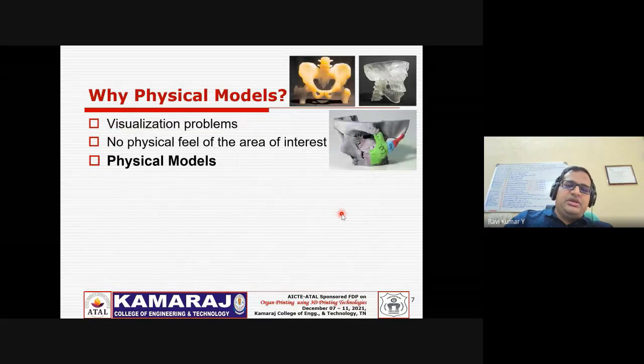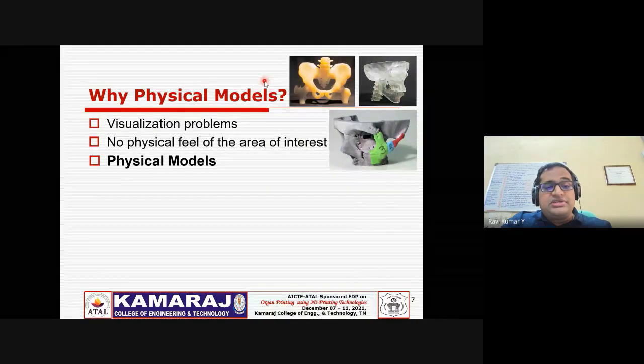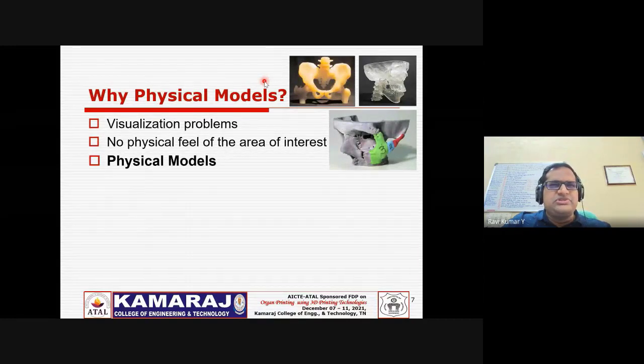Then you may wonder why you need to have a physical model, though you have a virtual model which has been gathered from the patient data, reconstructed in a computer, and which we are using for virtual simulation purposes.